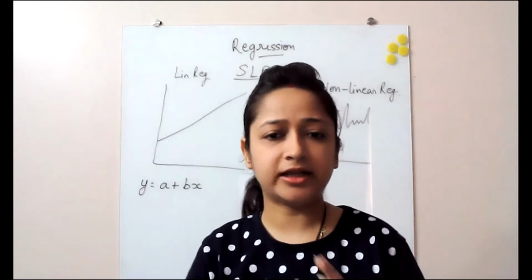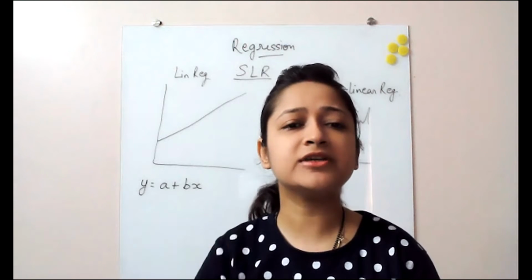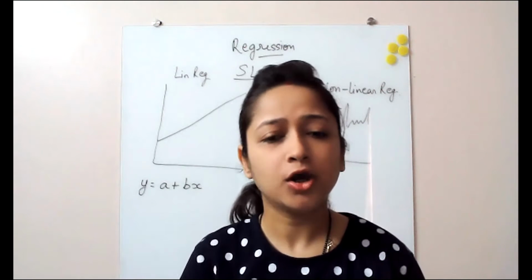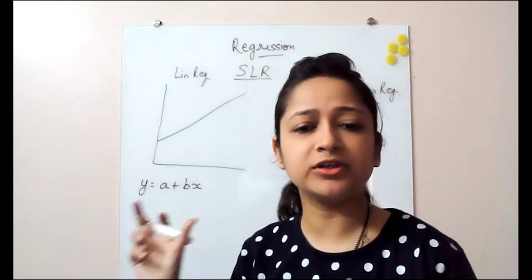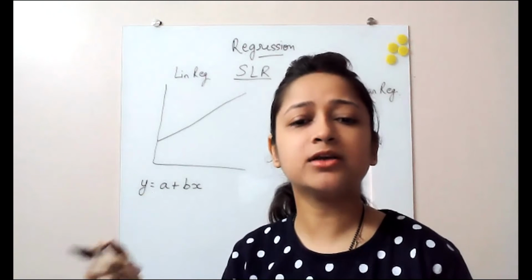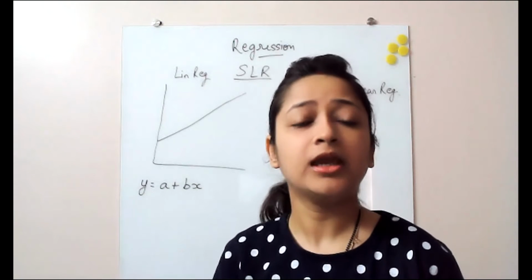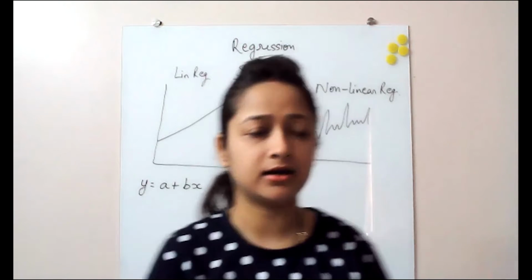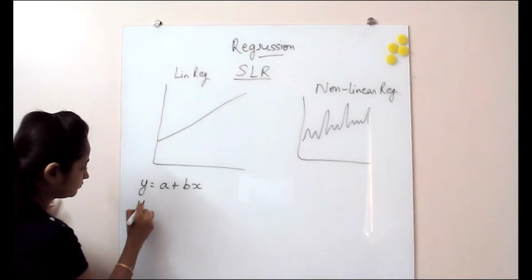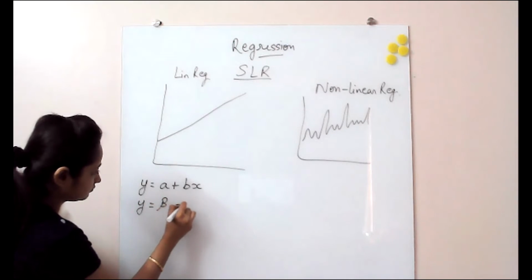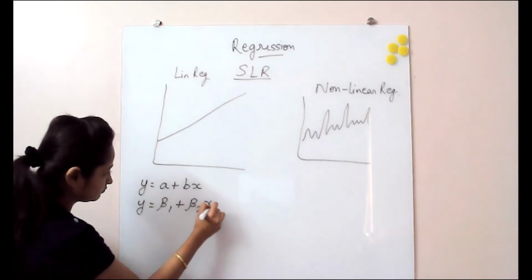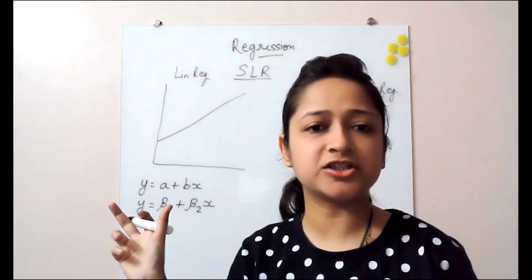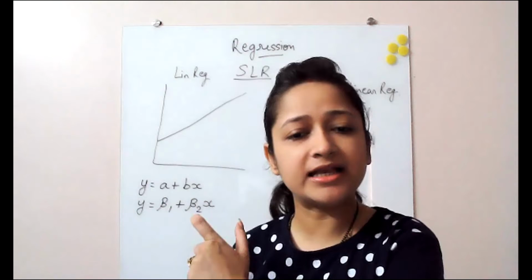When we study econometrics, before that we have to know the knowledge of statistics. In statistical language, we write the equation like this: y equal to a plus bx. But in econometrics, we write this equation by using beta. So the above equation is the same as the below equation.